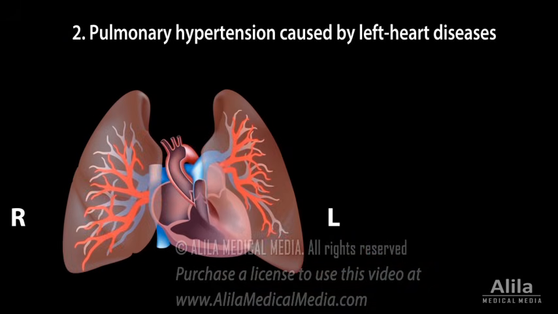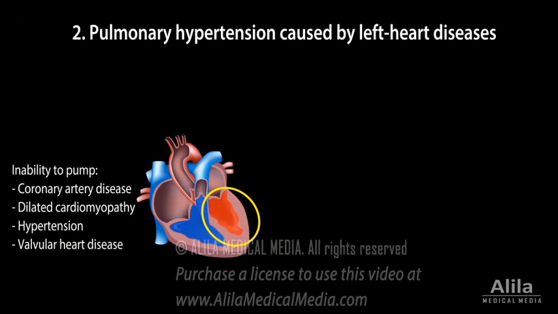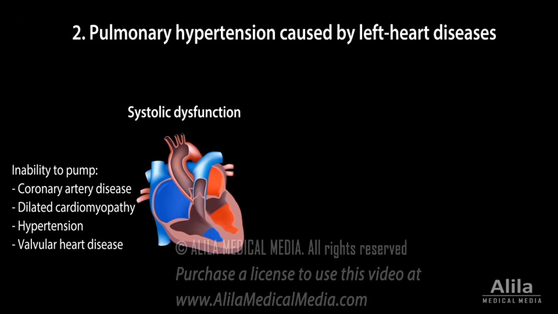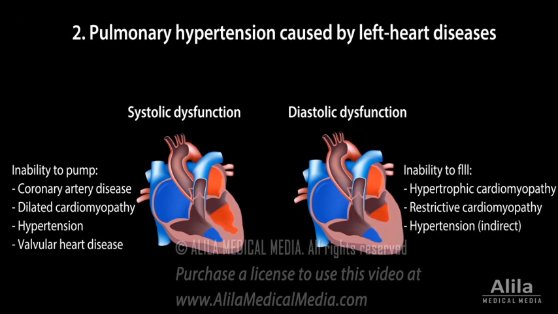Group 2. Pulmonary hypertension caused by left heart diseases. A number of conditions can lead to dysfunction of the left side of the heart, affecting its ability to pump effectively or to fill properly.